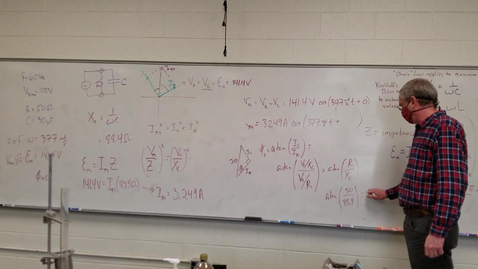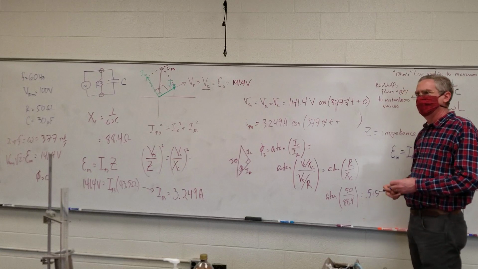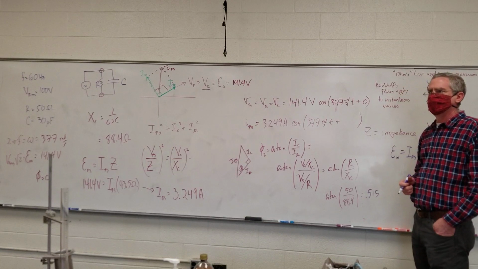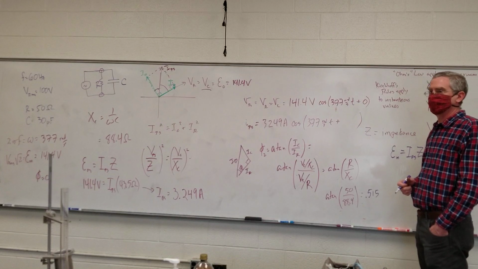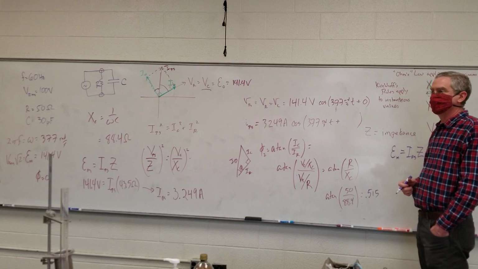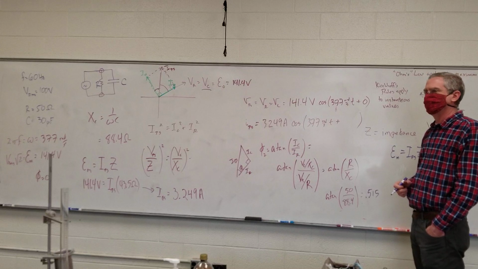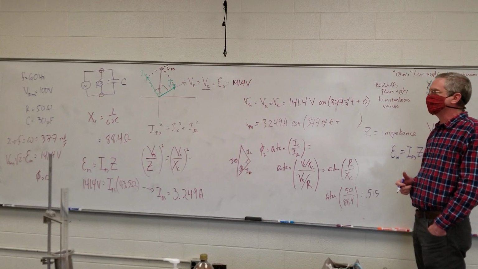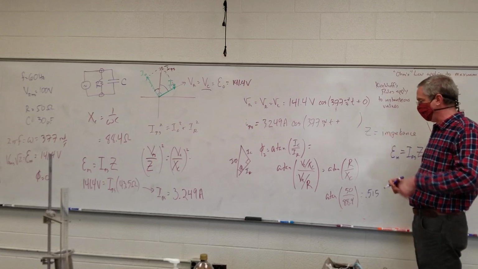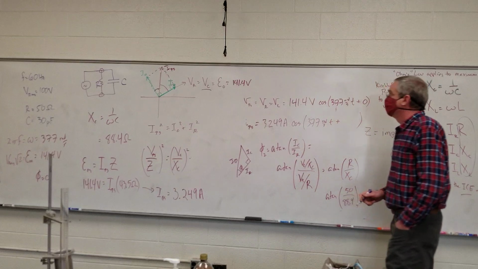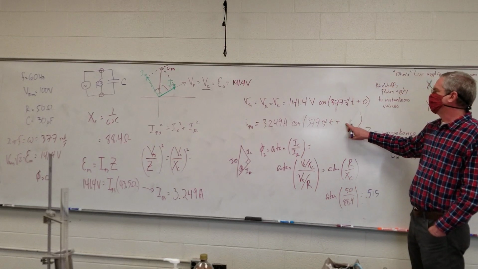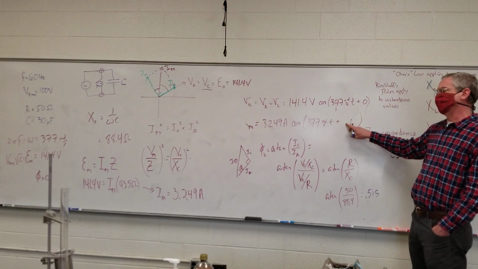And this ends up being 0.515? Why the question mark, Dr. Fox? Because I'm sometimes prone to errors. Is it 0.515? Is it going to be the same as the last problem? Because that's what we got last time. Yeah, it's basically the flip of what we had before. So that's in radians. Positive 0.515 or negative 0.515?